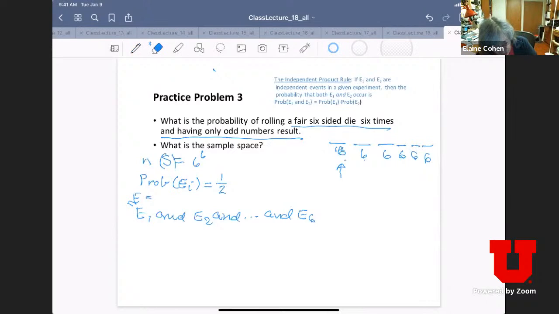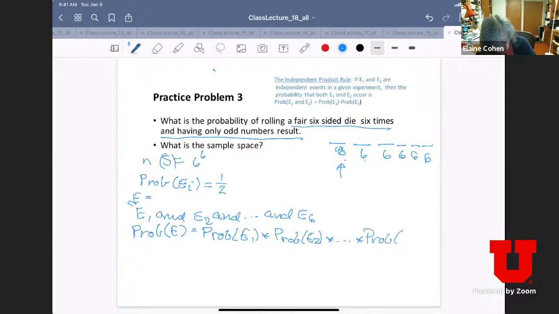So in that case, our rule says that the probability of E is equal to the probability of E1 times the probability of E2 times through the probability of E6, which is equal to 1/2 to the 6th.